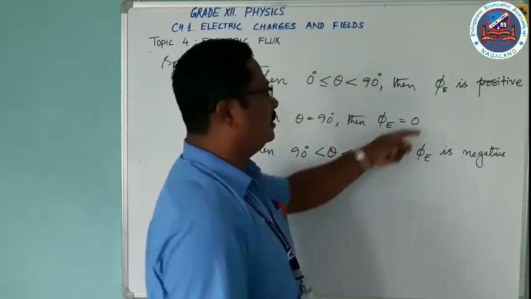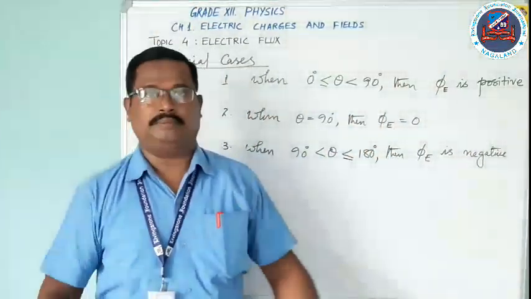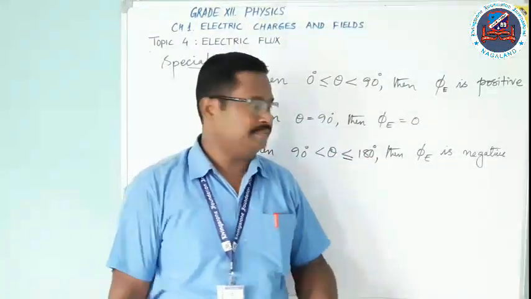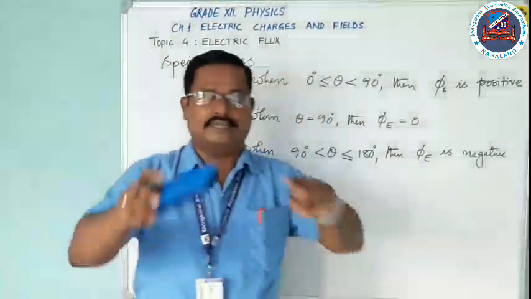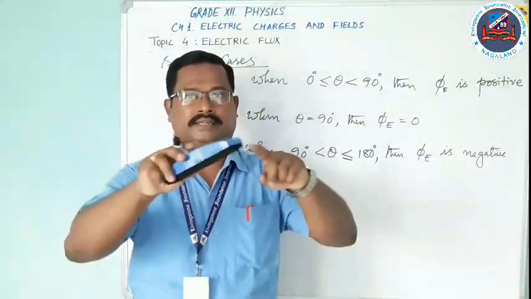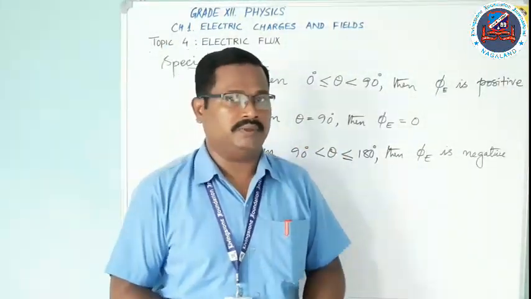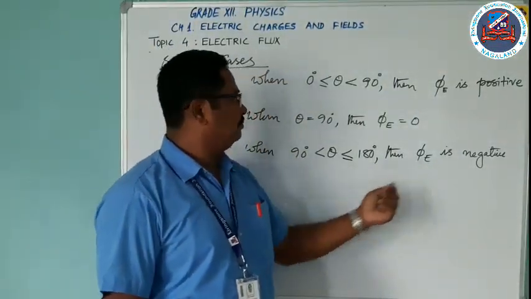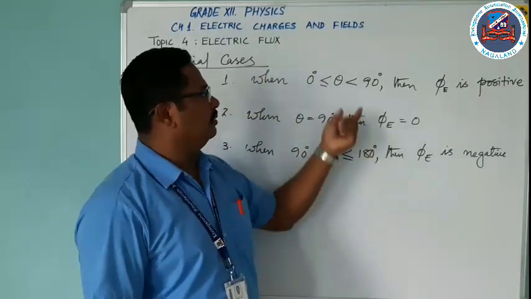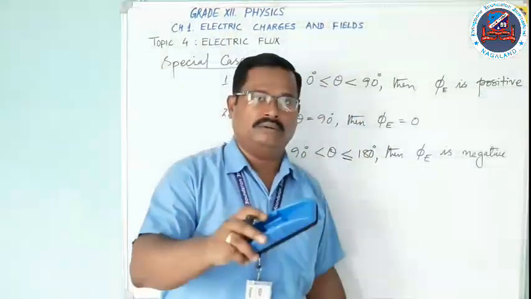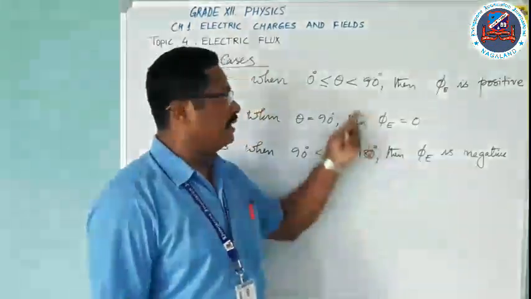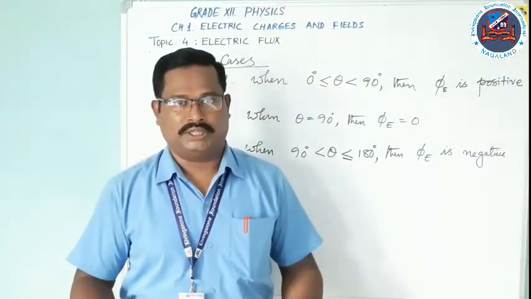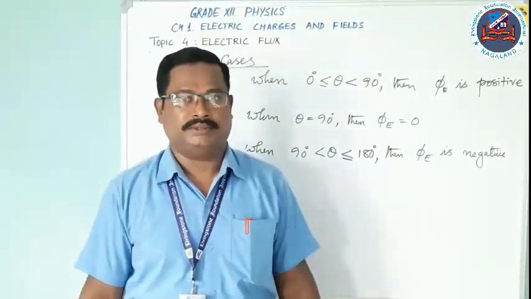Here positive means the surface encloses a net positive charge. Zero means the surface does not have any charge, and negative indicates the surface is enclosing a net negative charge. That is the meaning, because cos values from 90 to 180 degree are all negative, cos 90 degree is 0, and cos values from 0 to 90 degree are all positive. So that gives us an idea about whether the surface carries positive charge, negative charge, or no charge.